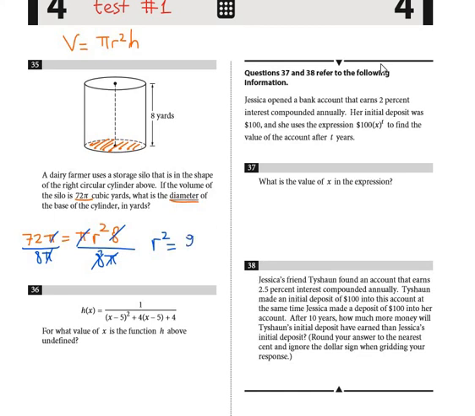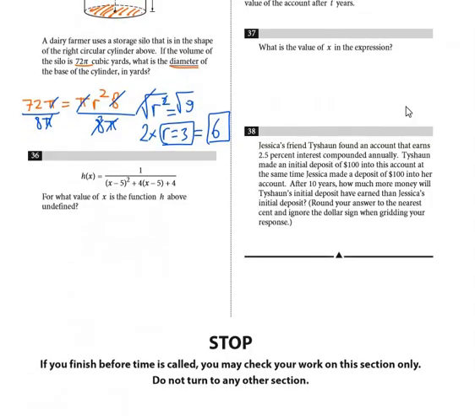R squared is 9, then r is the square root of 9, which is 3. If the radius is 3, the diameter is 2 times the radius. So 2 times radius will give me the diameter, which is going to be 6. So you're going to go to here. The trick is, if you find 3 and directly bubble in 3, you're lost. No, you're finding the diameter.